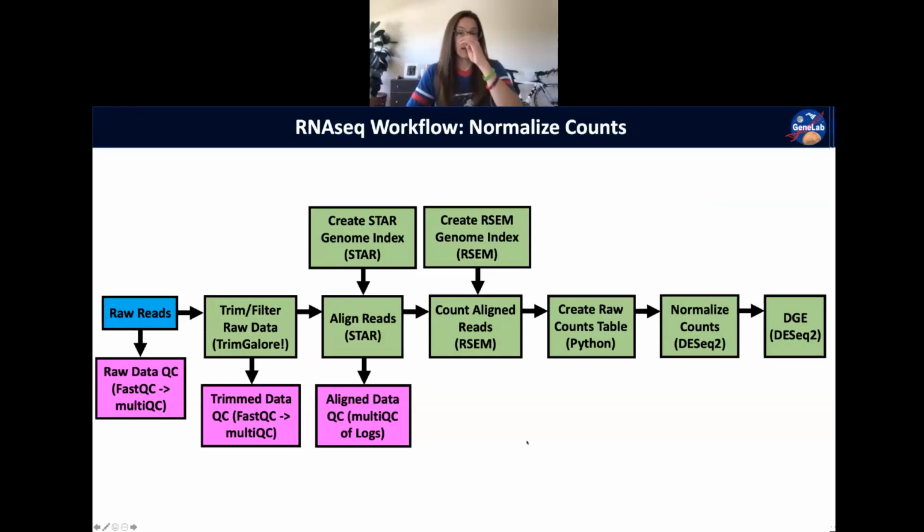So, RNA-seq data analysis. Keeping track of where we are in our pipeline. We checked the quality of our raw reads, trimmed and filtered those raw reads, and then checked the quality of the trimmed data. We then aligned our reads by creating a STAR index and then using the STAR program to align our reads. And then we looked at how well we aligned our reads. And then we just finished generating an RSEM index and using RSEM to quantitate the number of reads aligned to each gene for each sample, and then compiled that information from each sample into a raw counts table.